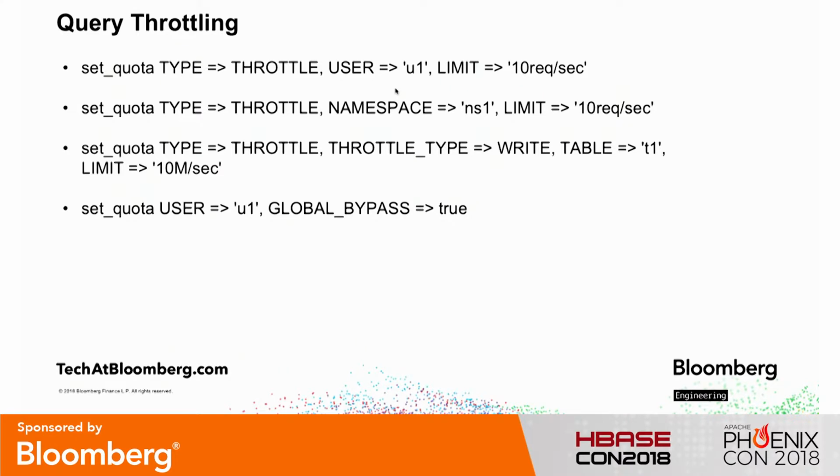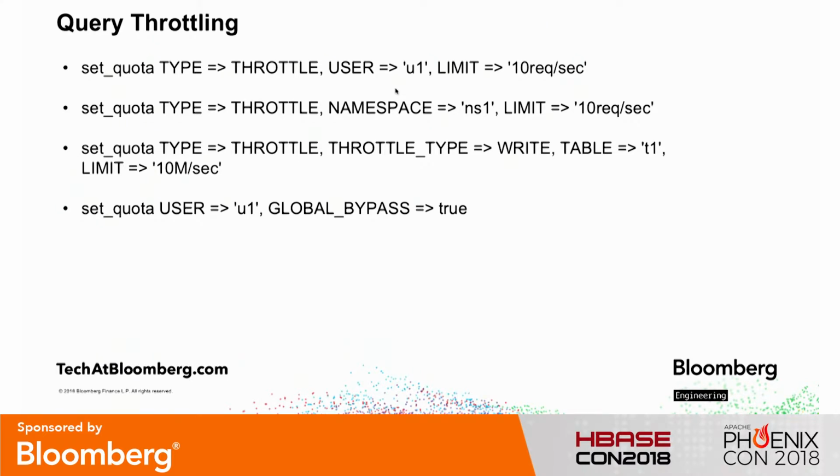So this is the set of commands you can set. You can set this quota on the table level, namespace level, and the user level as well. In the space quota, you will not be able to set that on the user level. And if you want some user to bypass all the quota, then you can use the last command to do the global bypass to true.